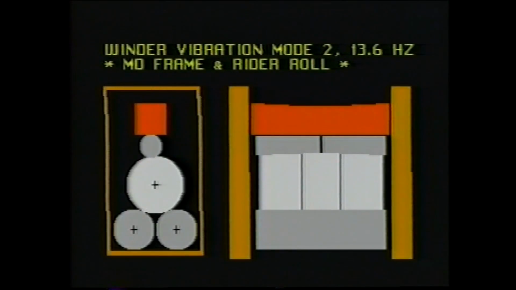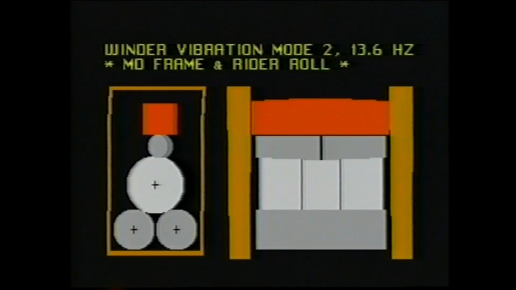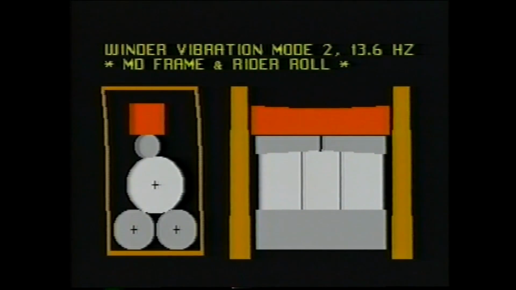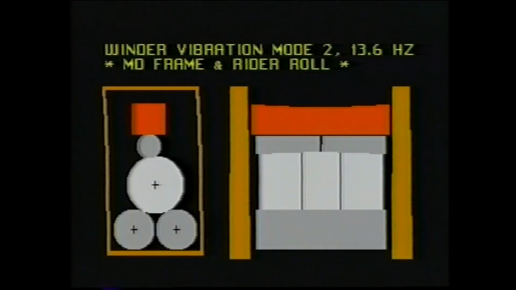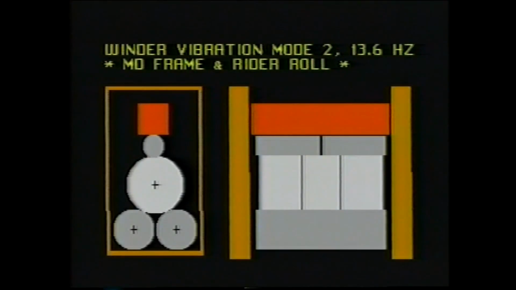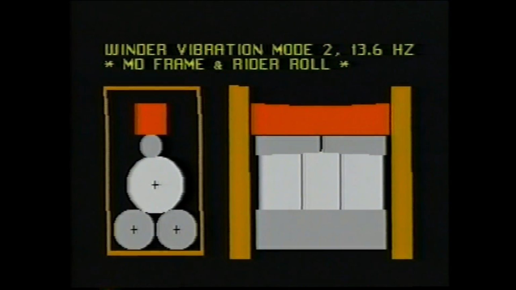In addition to foundation modes of vibration, the winder itself has numerous modes of resonance. The lowest frequency mode of winder vibration is the machine direction frame and rider roll mode, which occurs at about 13.6 Hz for a typical 300-inch wide 2-drum winder. This mode is driven by machine direction forces of the rewound roll and is coupled with the foundation twisting and shearing modes for a system resonance.